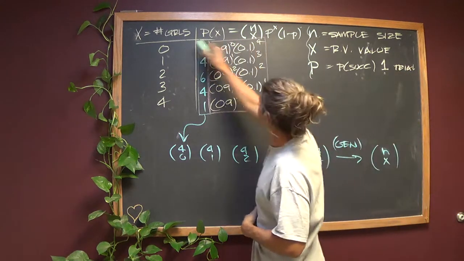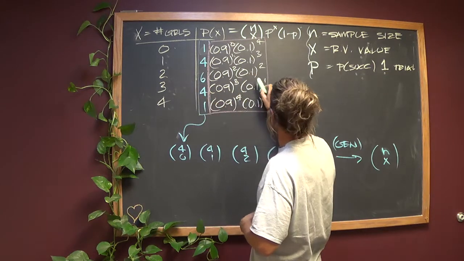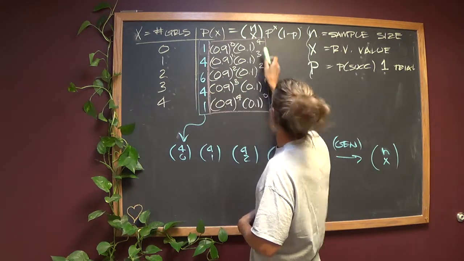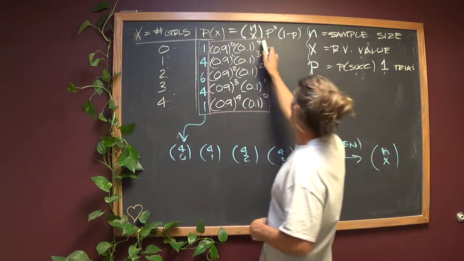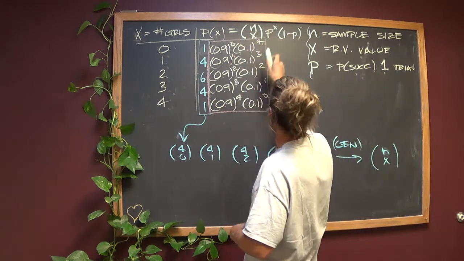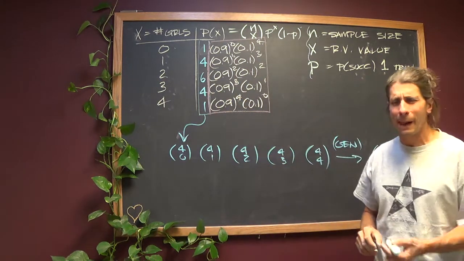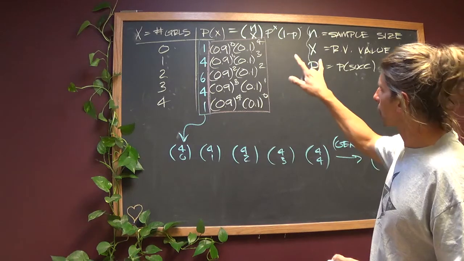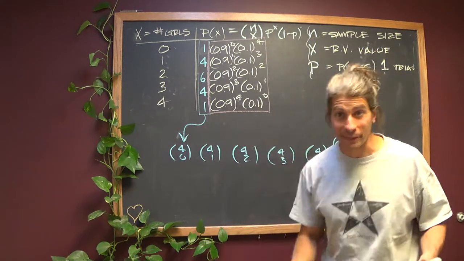Rewind that. 4 plus 0 equals 4, 3 plus 1 equals 4, 2 plus 2 equals 4, 1 plus 3 equals 4, and 0 plus 4 equals 4. That's interesting. If you add up those two exponents, they add up to n, which hopefully makes perfect sense.